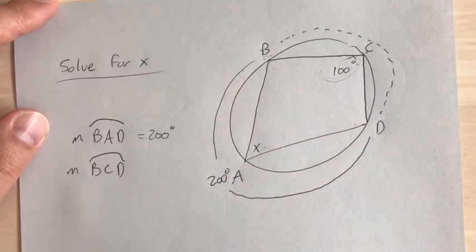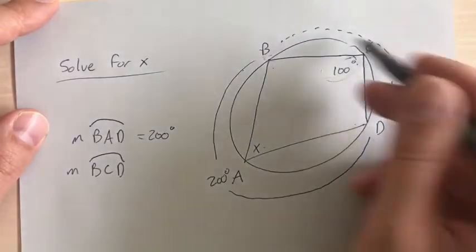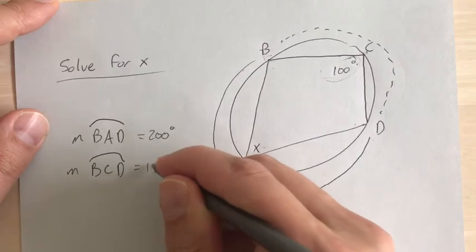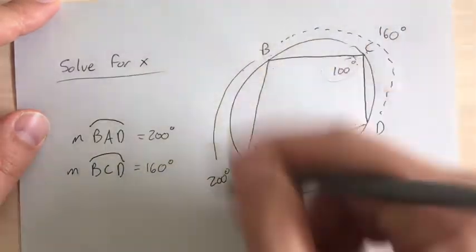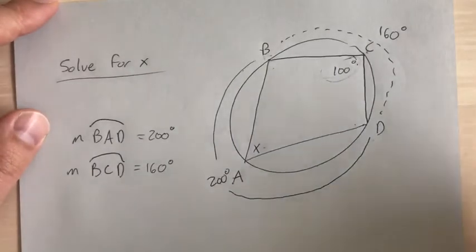And if I did 360 minus 200, that would give me what my arc length here is, and that would be 160, because that would make the whole entire thing add up to 360. Now you might be like, well, why is that important?